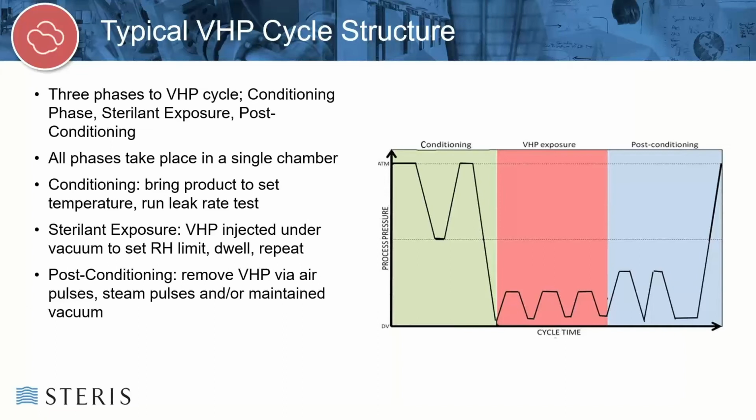Following this then, we go into our post-conditioning, which is basically just get the hydrogen peroxide out of the chamber again. And this is done through the use of air pulses, steam pulses, or just a maintained vacuum for a set period of time, or typically it's a combination of all 3. And this makes sure then that our residues are kept within our acceptable limits, and once we open the chamber, we're not just releasing a cloud of VHP into the room.